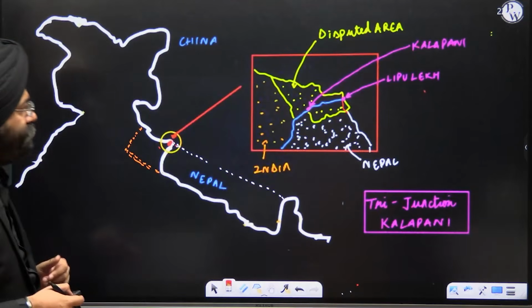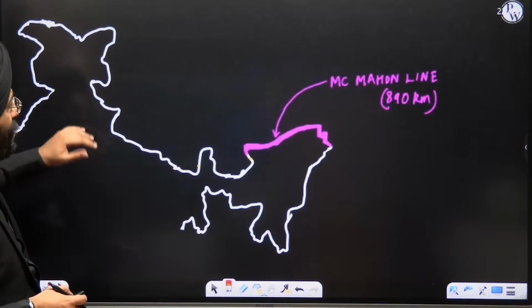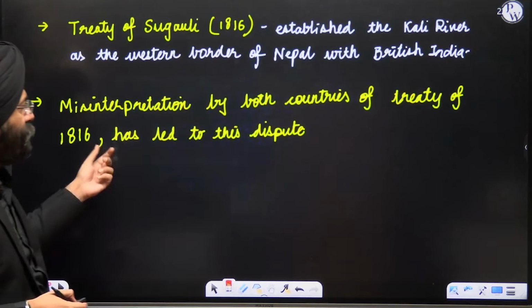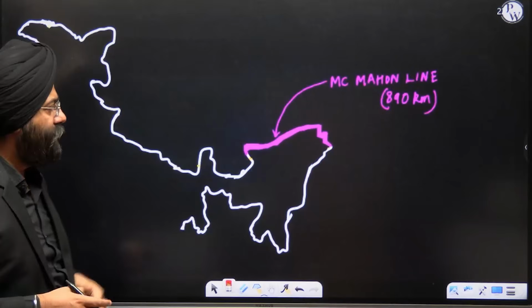Let's move ahead. See, as we said, misinterpretation by both countries of the Treaty of Sugauli has led to this dispute. Let's move ahead. Important thing here.